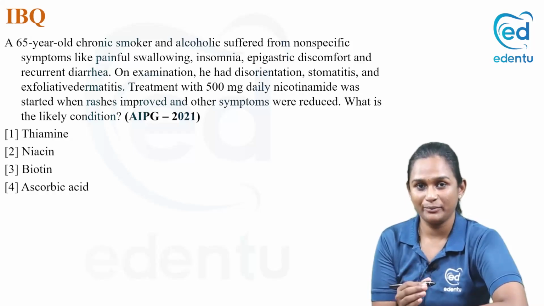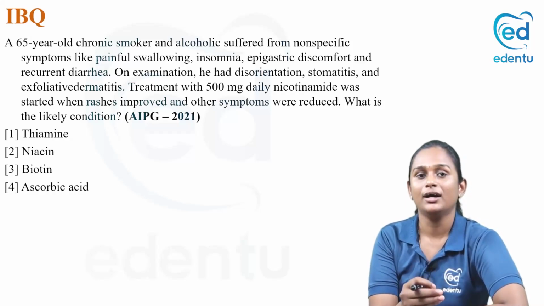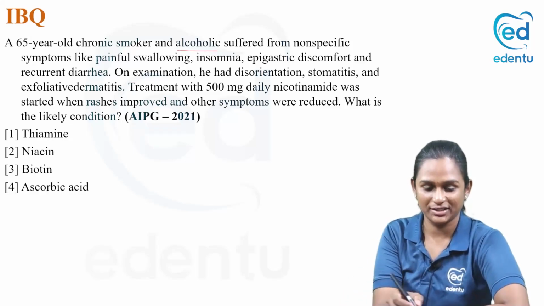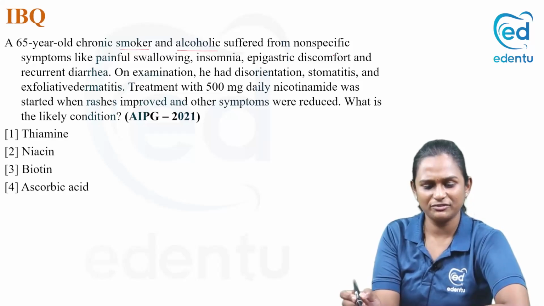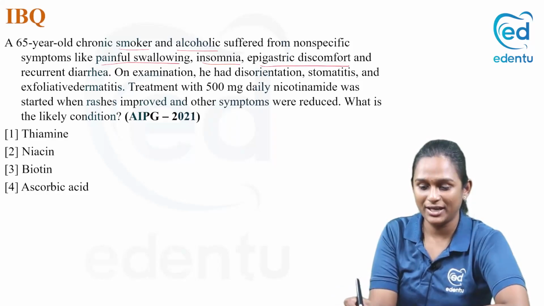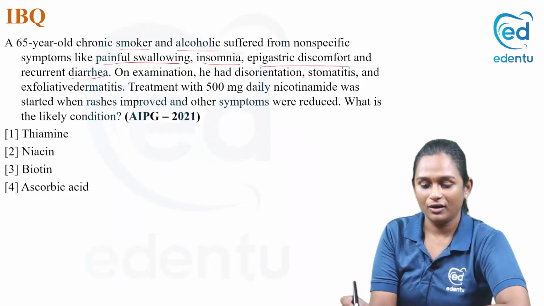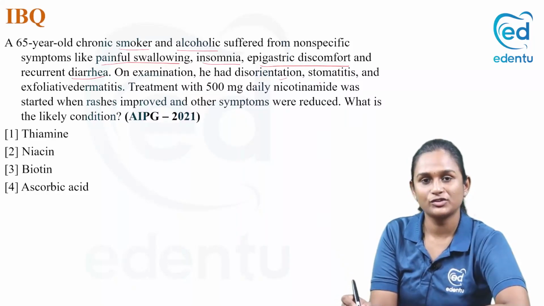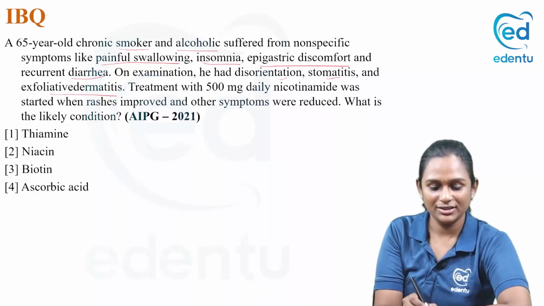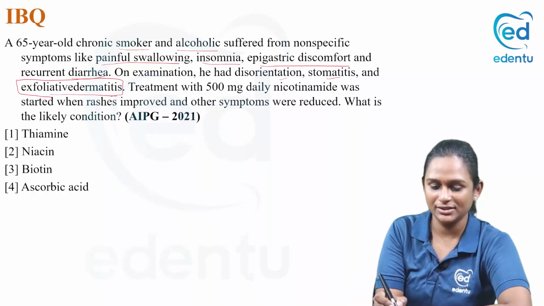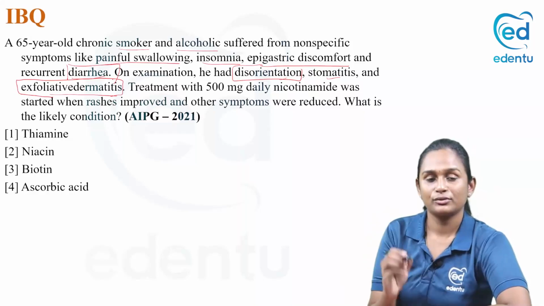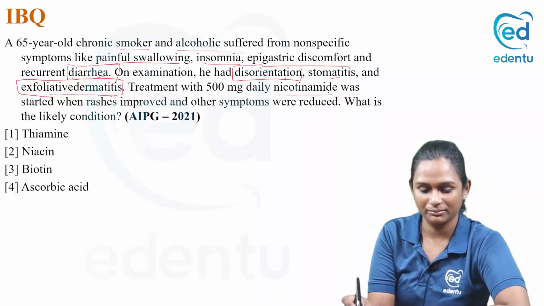Coming back to the same question which was asked in a recent entrance exam. A 65-year-old chronic smoker and alcoholic. So this has a lot of distractors. He suffered from non-specific symptoms like painful swallowing, insomnia, lack of sleep, epigastric discomfort, and recurrent diarrhea. On examination, he had disorientation, stomatitis, that is inflammation at the angle of the mouth, and exfoliative dermatitis. So here the classical features are again dermatitis, disorientation, and diarrhea. They started him on treatment with nicotinamide and he improved.